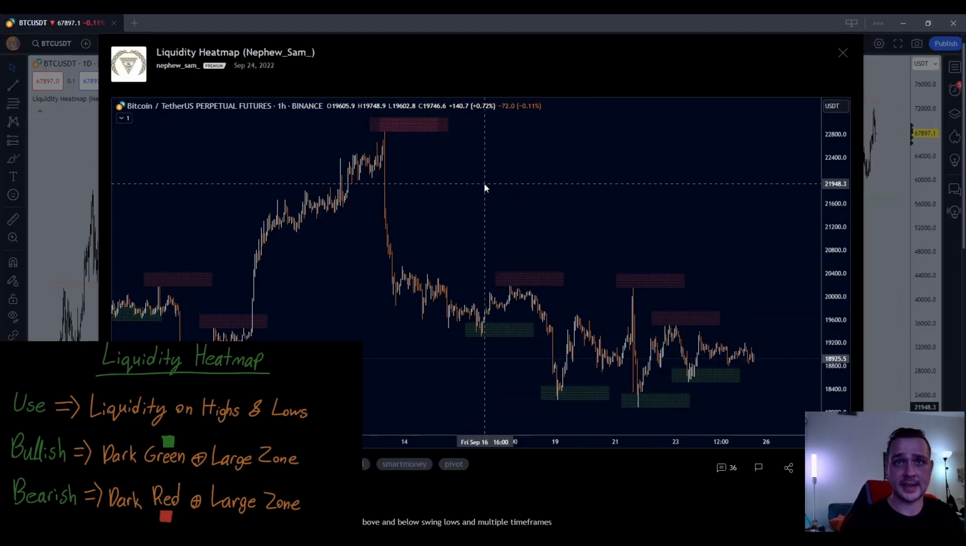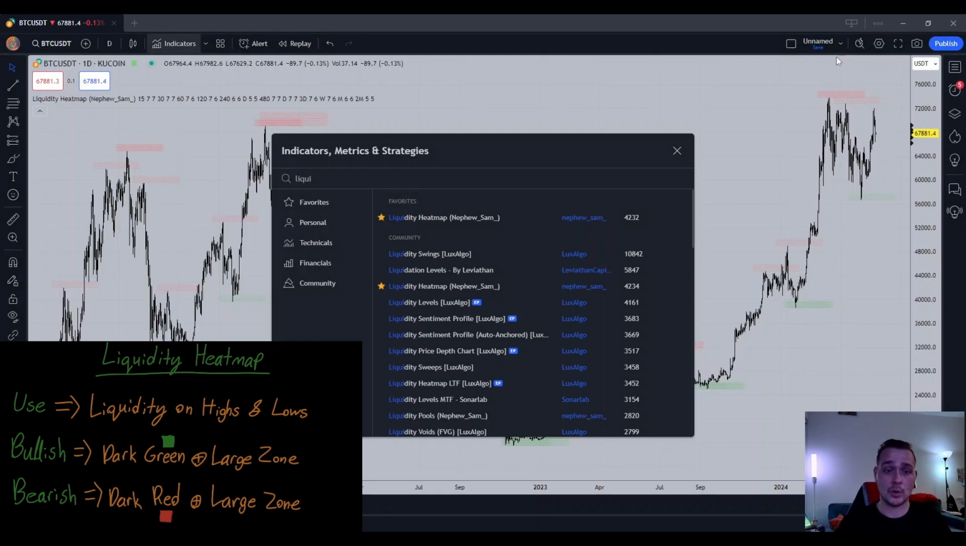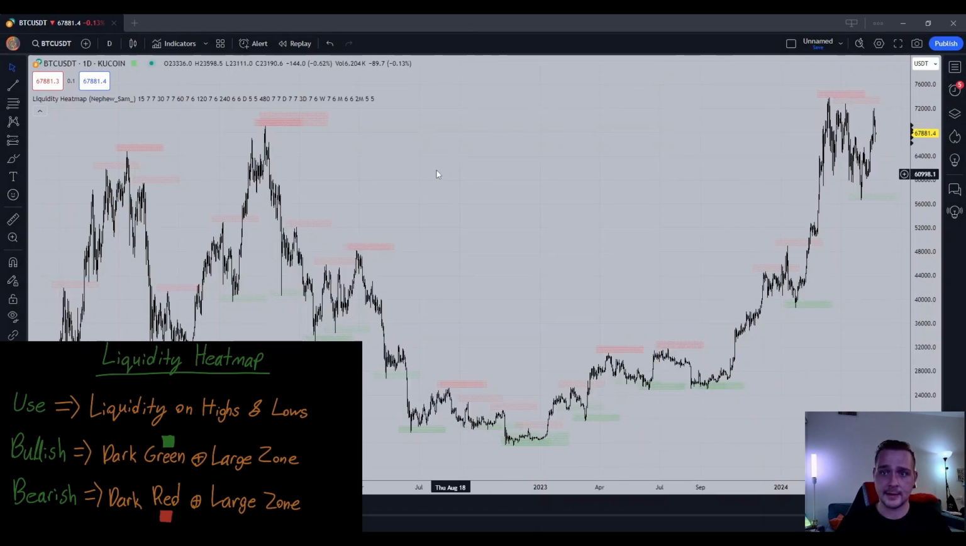Our last indicator for today is the liquidity heat map, and it's an indicator that plots a heat map of resting liquidity above and below swing lows and in multiple time frames. So the darker the color is, the more liquidity is going to be lying there. As you can see right here, there's a lot of liquidity for the shorts to grab, and things turn bearish from there.